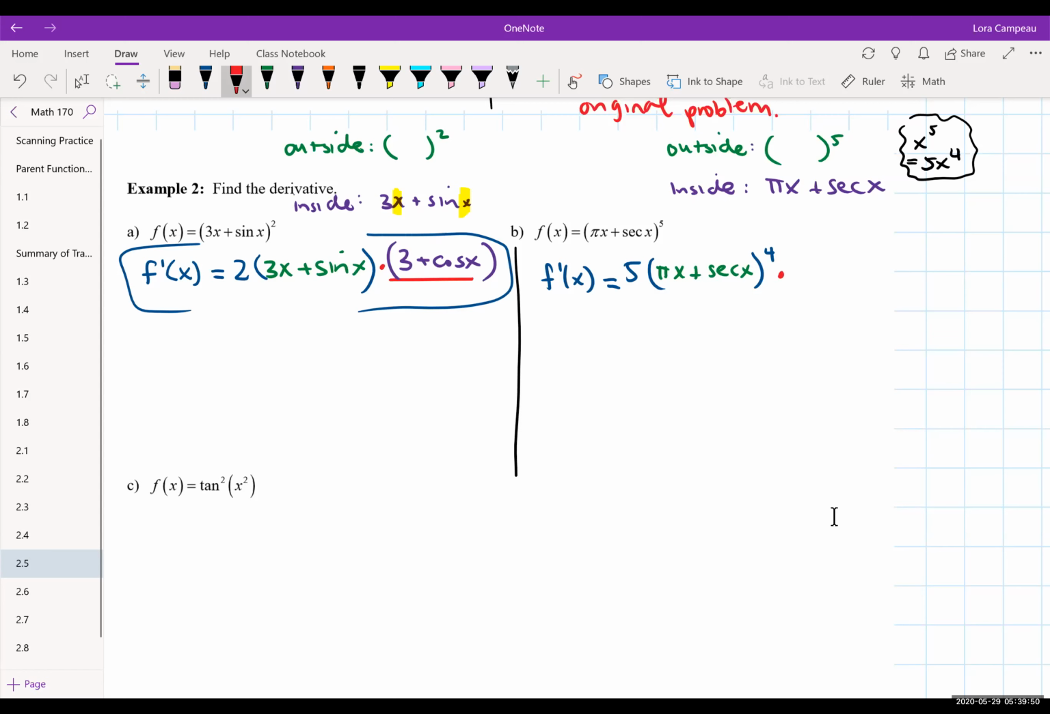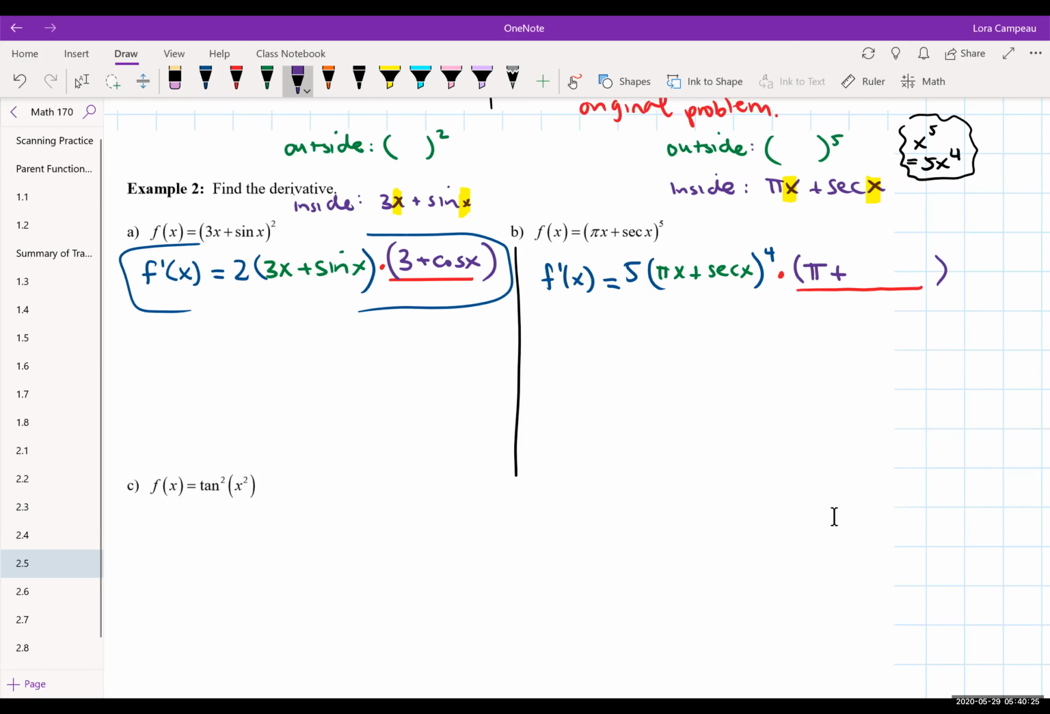So now, because that inside is more complicated than just a single x, we're going to take the derivative of that. If I'm going to attach more on, I have to say, okay, there's 2 terms. It's a sum of 2 terms. Both of those terms have just an x. So it's derivatives as usual. The derivative of pi times x, we're going to call it pi.